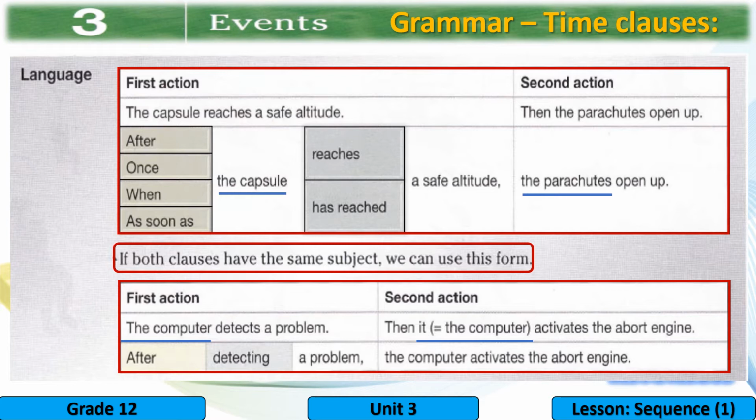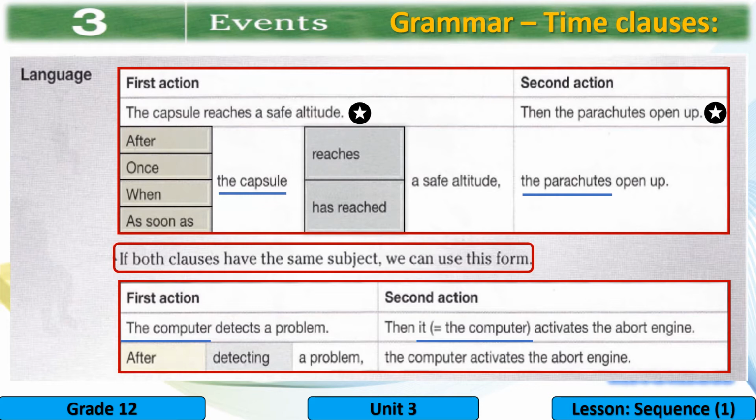Dear students, let's move now to the grammar part. Our lesson for today is about time clauses. As you can see in front of you, we have two sentences. The first sentence, first action, is to the left, and the second part, second action, is to the right. Now let's read each one. The first one says, the capsule reaches a safe altitude. This is the first action. The second action, then the parachutes open up. This is the second action.